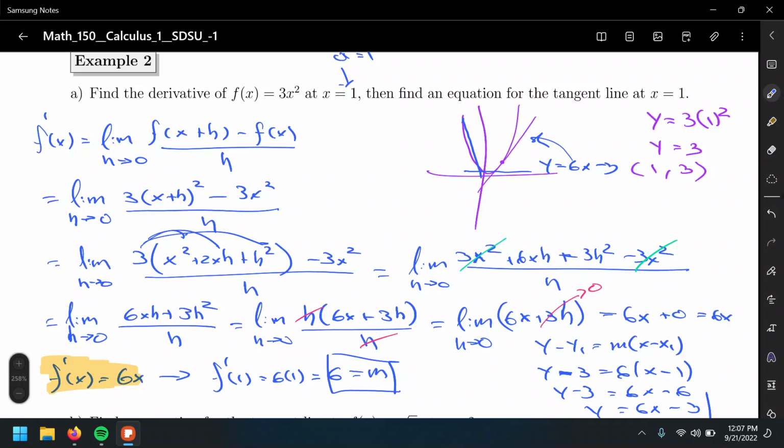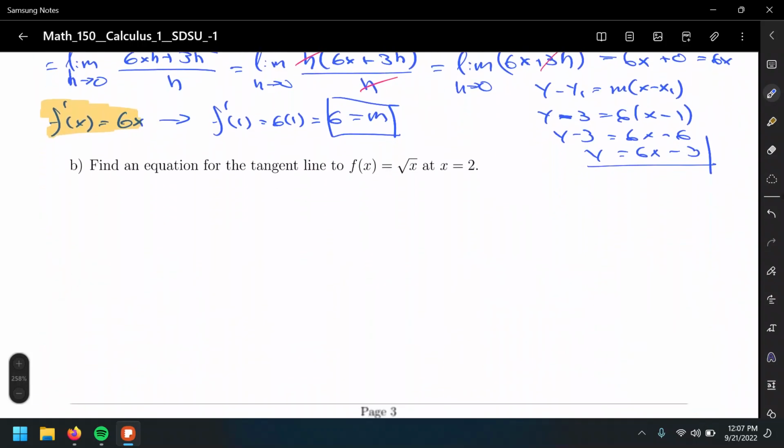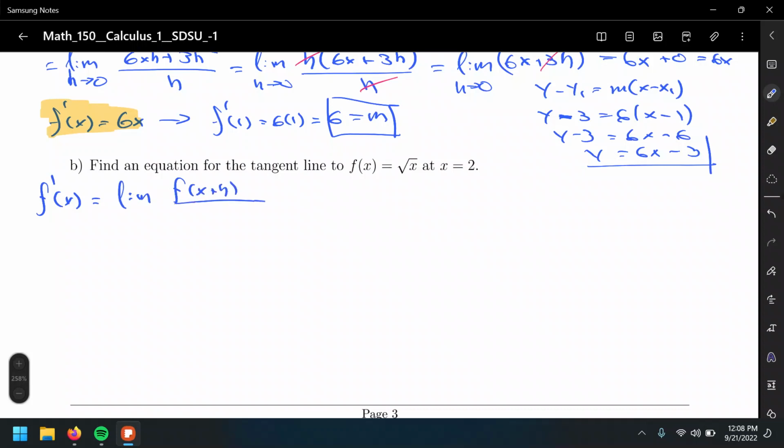All right. So, we're going to look at another example. We're going to find the derivative of the square root of x function, and we're going to find the equation of the line that is tangent at the point where x equals 2. All right. So number one, to find the derivative, f prime of x, that's the limit of f of x plus h minus f of x over h as h approaches 0.